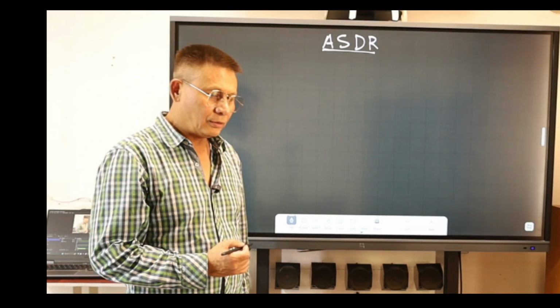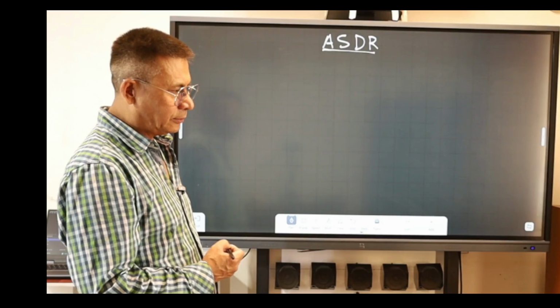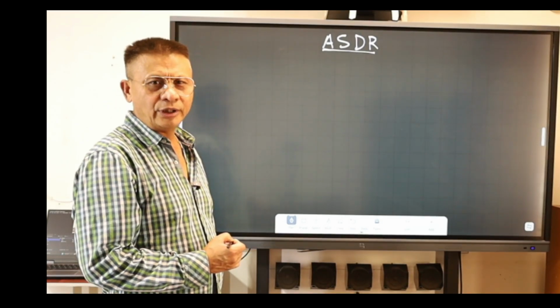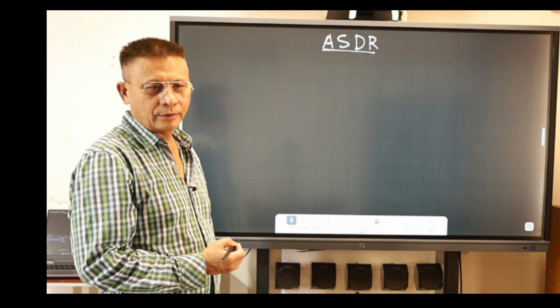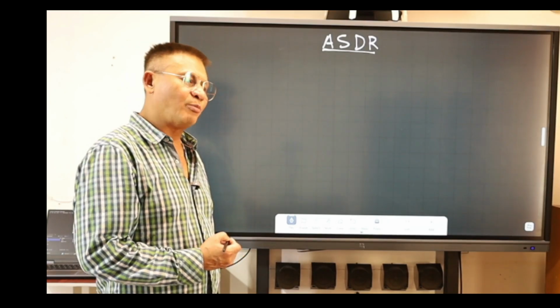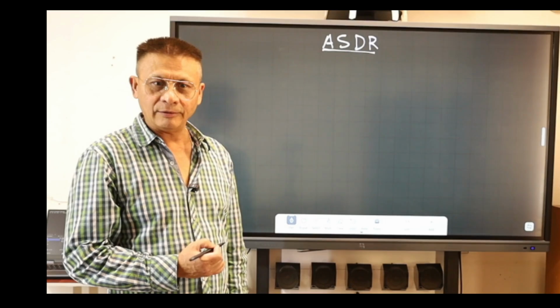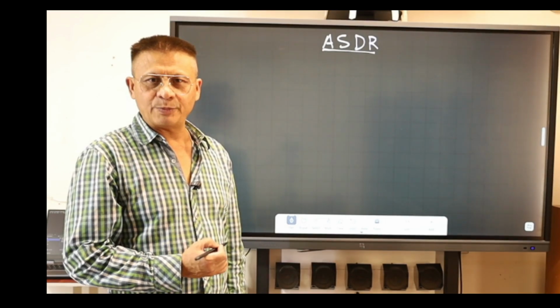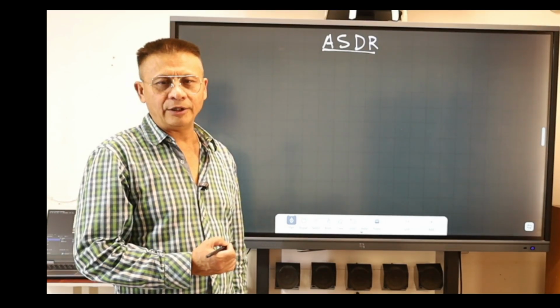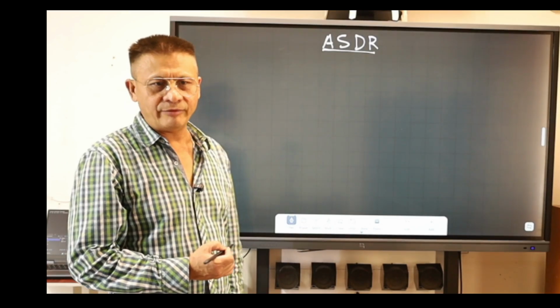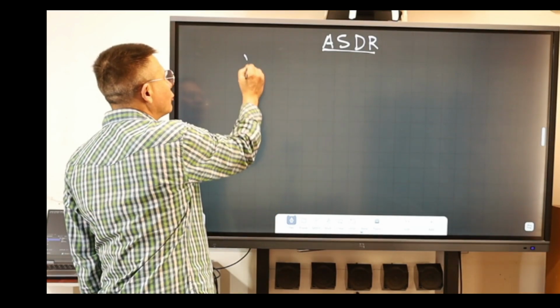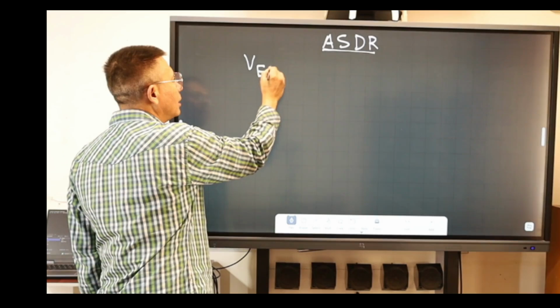So now, as we discussed earlier, during the takeoff, for the determination of performance of an aircraft, one engine has to fail. The speed at which the engine fails is known as the V engine failure, or in short the VEF.